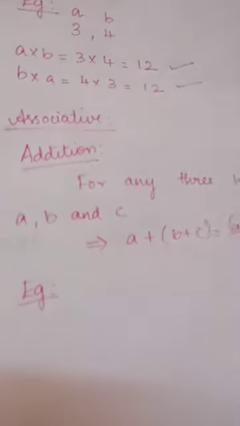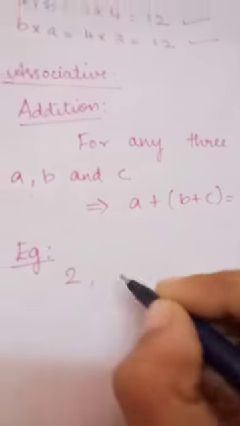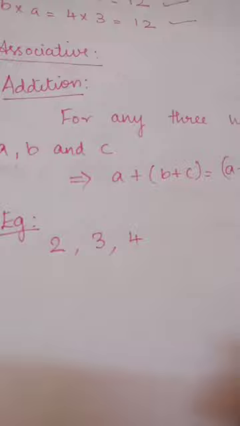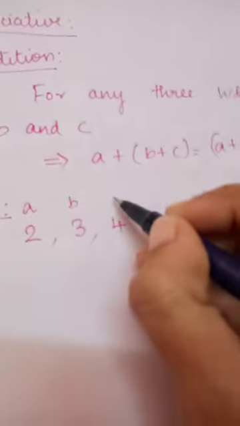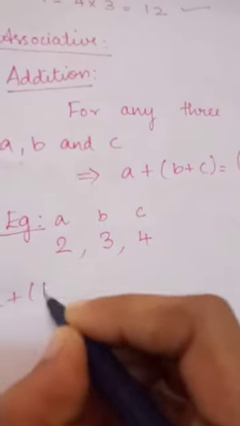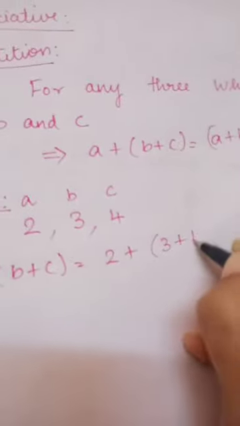I will give you an example. Here we have to take three whole numbers: one is 2, another is 3, another is 4. Now we are taking 2 as A, 3 as B, 4 as C. So by the property, A plus (B plus C) is 2 plus (3 plus 4).